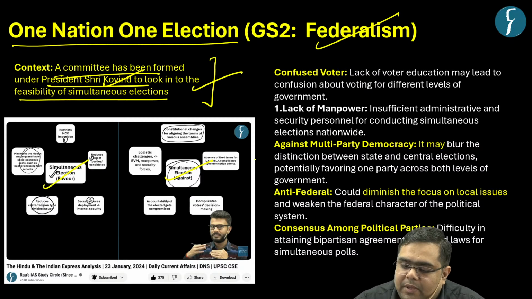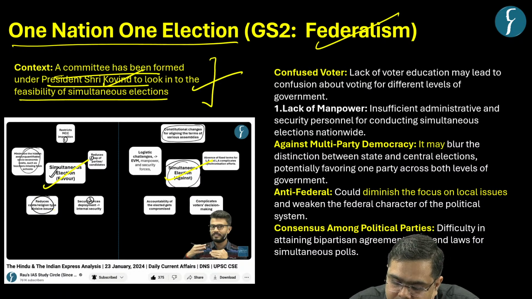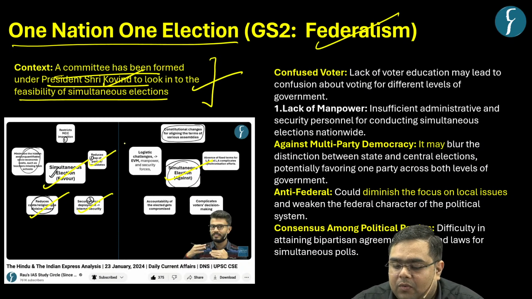First, what are the challenges? Obviously, the obvious merits are with respect to increasing administrative efficiencies, saving precious time, right? And so on and so forth. So what could be the challenges that the committee should look into, and what are the suggestions or way forward that it should come up with if we want to take up simultaneous elections?